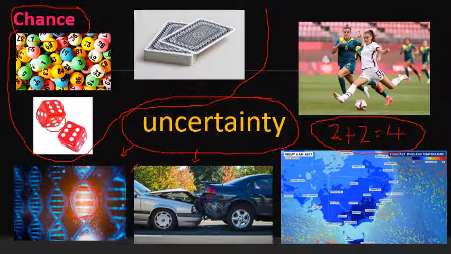I looked at the Bureau of Meteorology for today, and it said there's a 95% chance that it will rain today. That means there's a high level of chance that it's going to rain. But even with weather forecasts, there's no absolute certainty. Weather forecasts can be wrong.